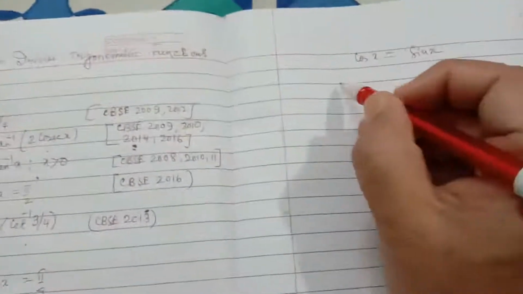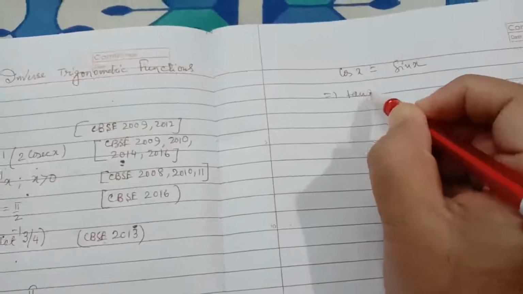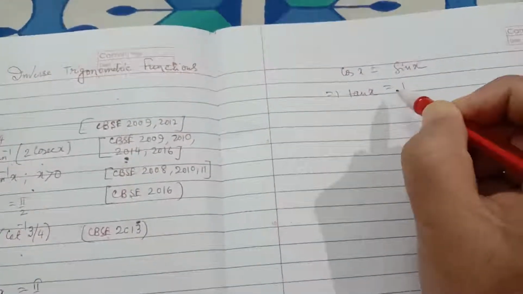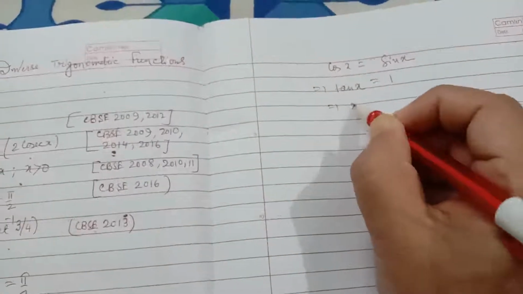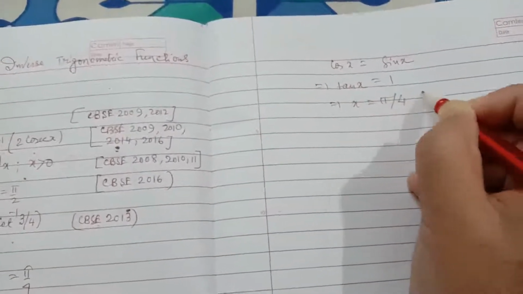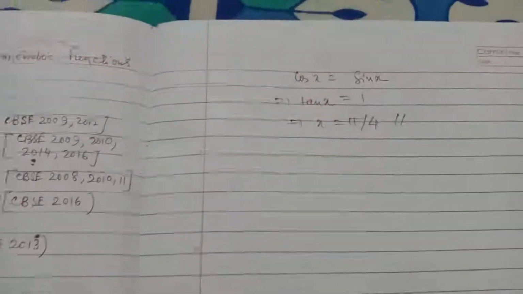Cancelling 2 and by cross multiplication, from this, tan x equal to 1 and x equal to pi by 4. So this is the value of x for the second equation. This is the solution of this equation.